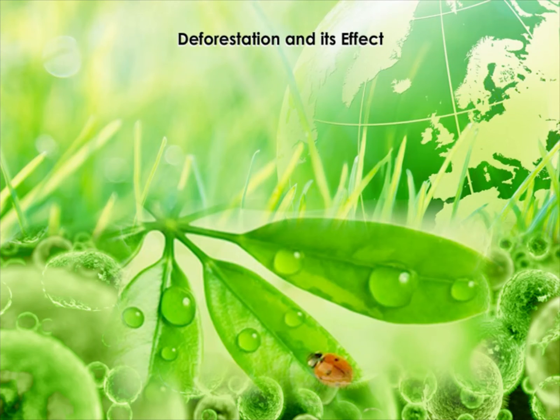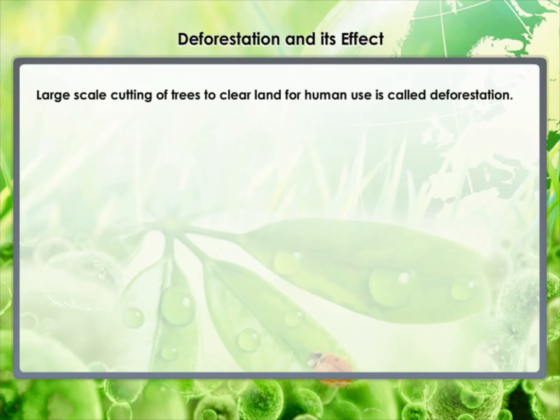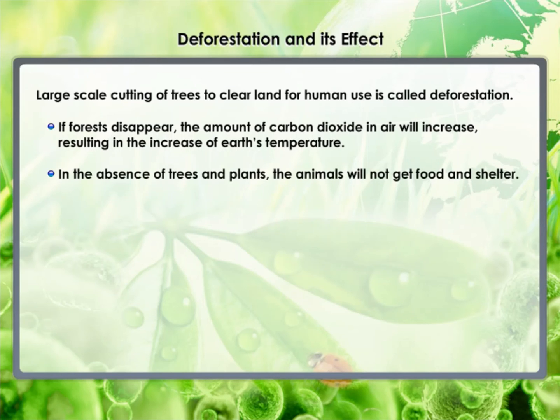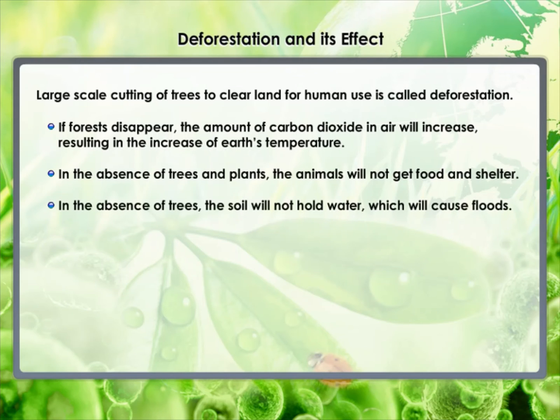Deforestation and its effects. Large-scale cutting of trees to clear land for human use is called deforestation. If forests disappear, the amount of carbon dioxide in air will increase, resulting in the increase of the Earth's temperature. In the absence of trees and plants, the animals will not get food and shelter. In the absence of trees, the soil will not hold water, which will cause floods. Deforestation will endanger our life and environment.